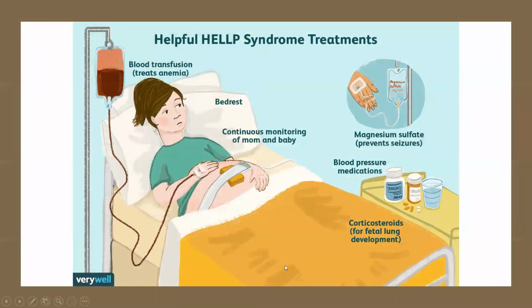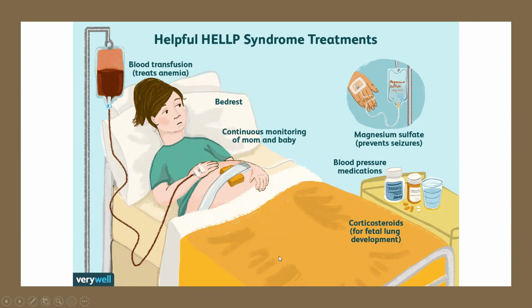And these are some of the treatments that may be needed. We might need steroids for lung development, depending on the age of the fetus. We will have magnesium sulfate on board. We're going to be continuously monitored. We might be giving platelet transfusions or blood transfusions.